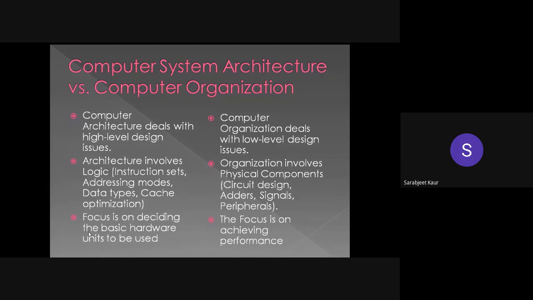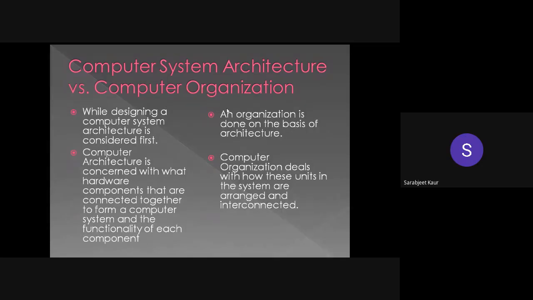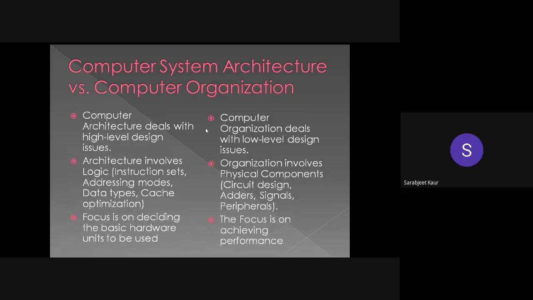However, please see the corresponding point on the computer system architecture side. Here in CSA, the focus is on deciding the basic hardware units to be used, which as we had discussed earlier. Is this clear? Yes, ma'am. So obviously, please see the first point. The organization is done on the basis of architecture. Okay? So when we go on to design a system, obviously we first need to consider its architecture first. Is this clear? Right.